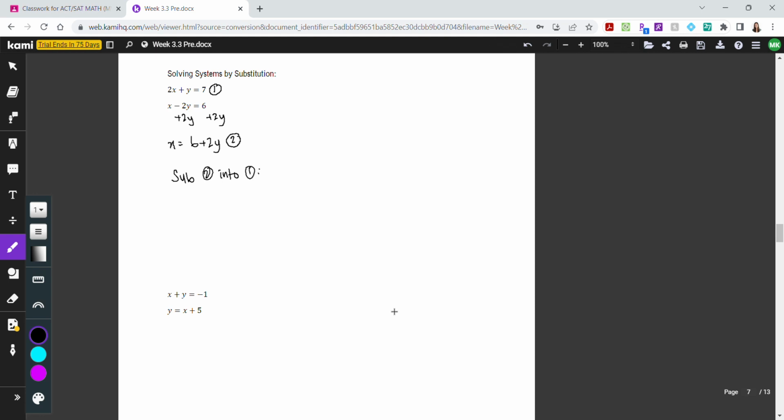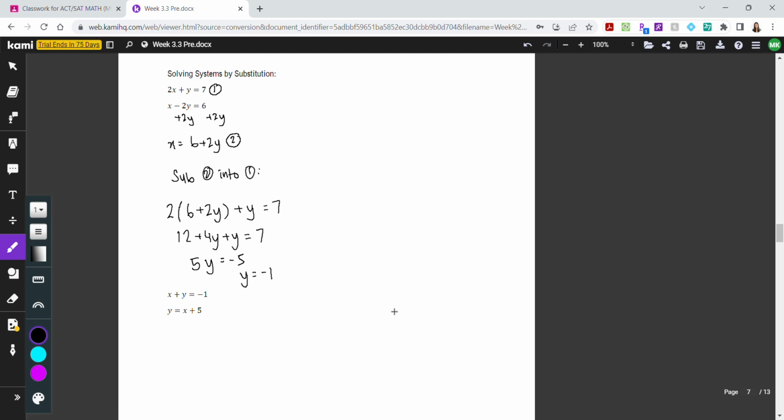All right, so I'm going to replace x in the first equation with 6 plus 2y. So it's going to be 2 times, x was here, but I'm now replacing it with 6 plus 2y. So 2 times (6 plus 2y) plus y, because that was the rest of the equation, equals 7. From here, distribute, which gives us 12 plus 4y plus y equals 7. Group the like terms, and we get 5y equals negative 5. y equals negative 1.